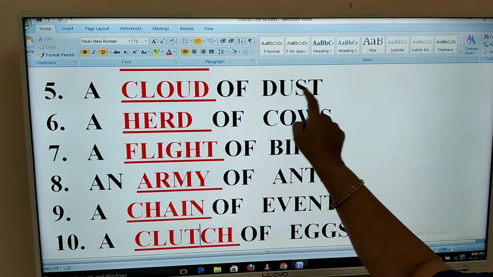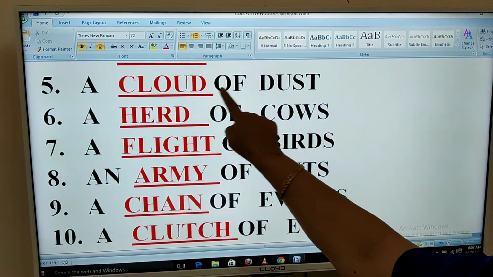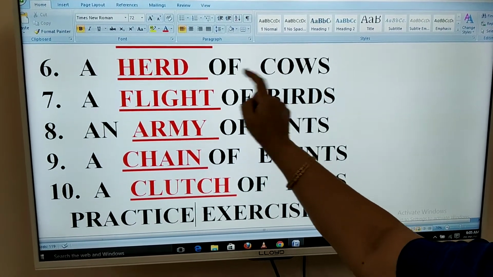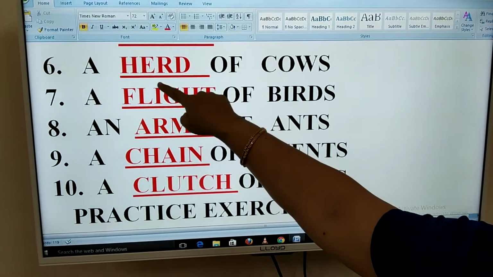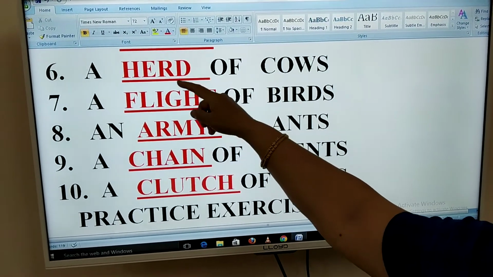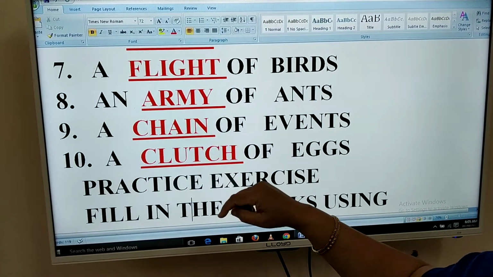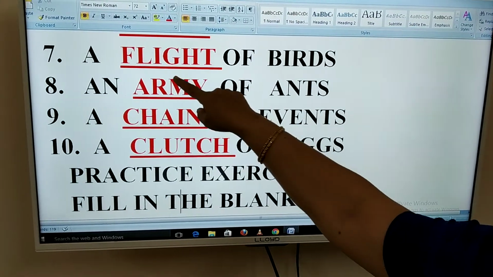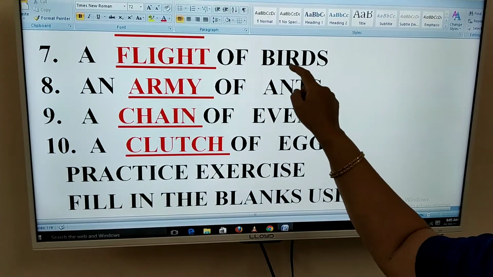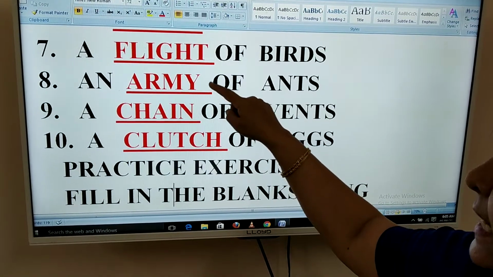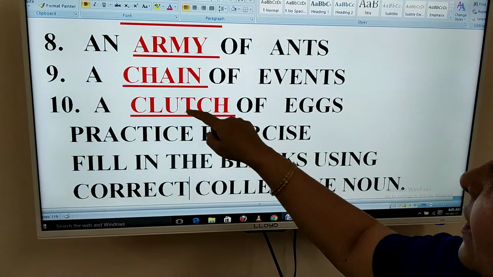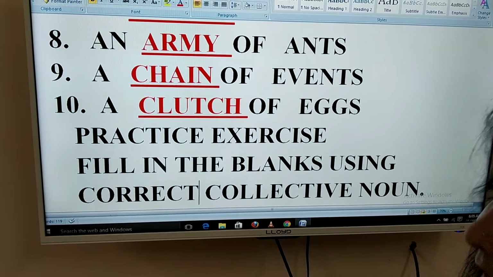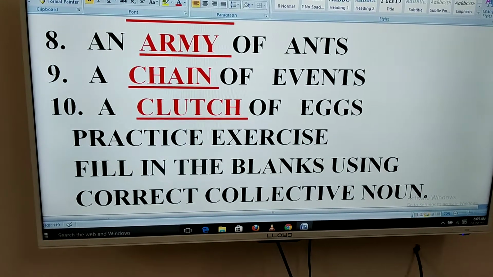A cloud of dust. A herd of cows. We can also have a herd of elephants, or a herd of cattle. A flight of birds. When birds fly together, we have a flight of birds. We can also have a flight of stairs. An army of ants. We also have an army of soldiers.